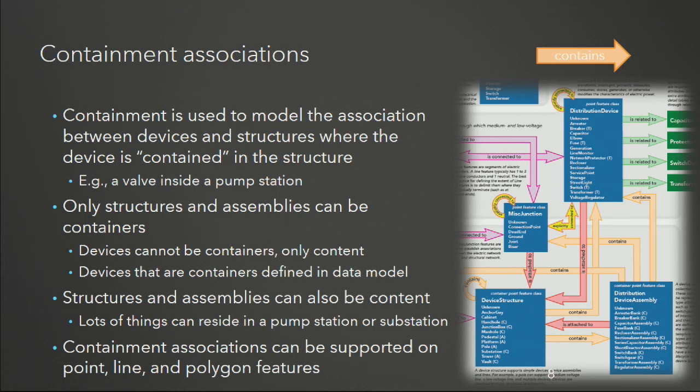Now, the interesting thing with containment is you can have nested containment. You can say this thing is contained within that thing, which is contained within this other thing. Think about a duct bank. A duct bank is a linear container. A duct bank contains many ducts. Inside each duct, you may have many lines or fiber cables. Within those fiber cables, maybe you have fiber strands. So you can create these large containment hierarchies if you need to, using containment associations.